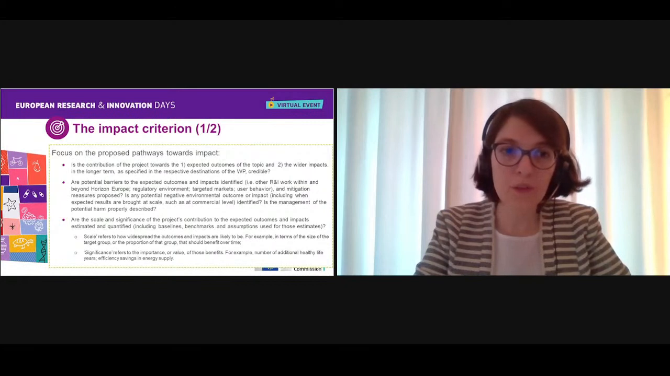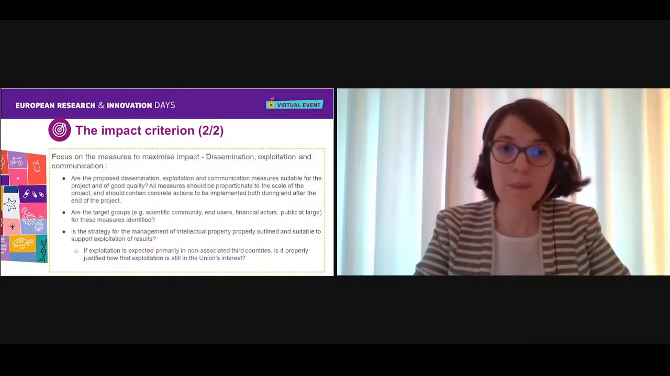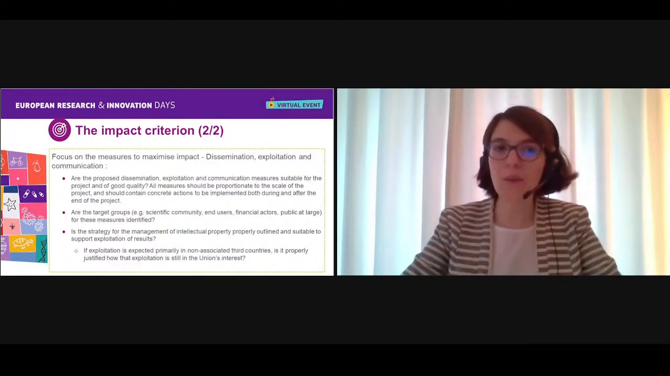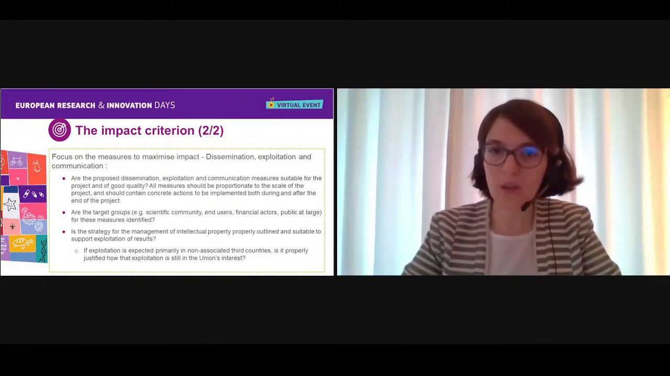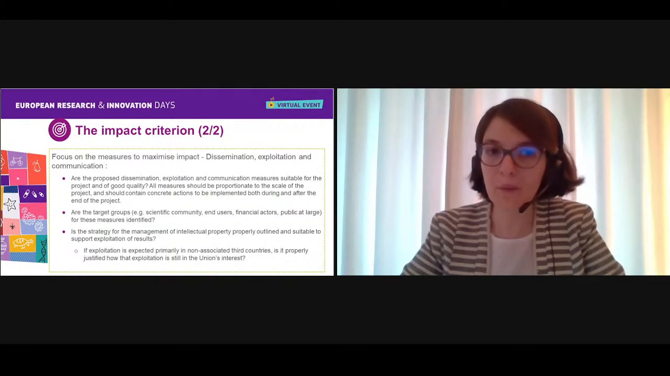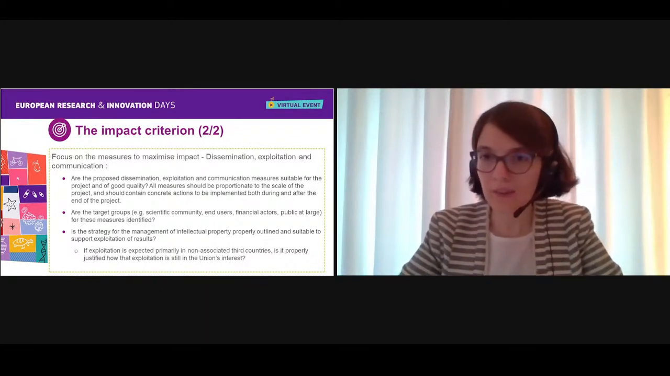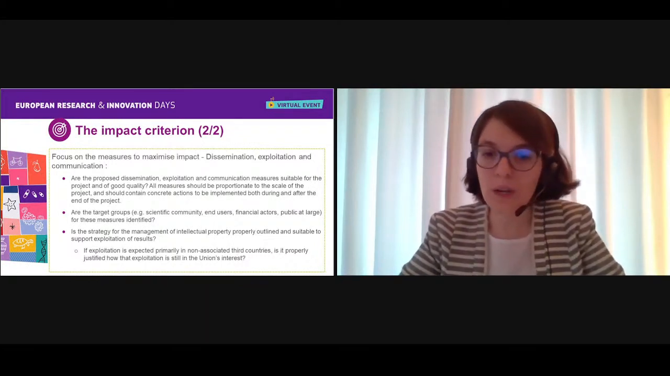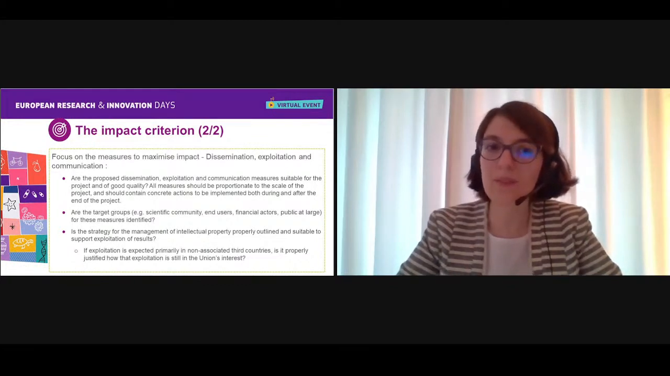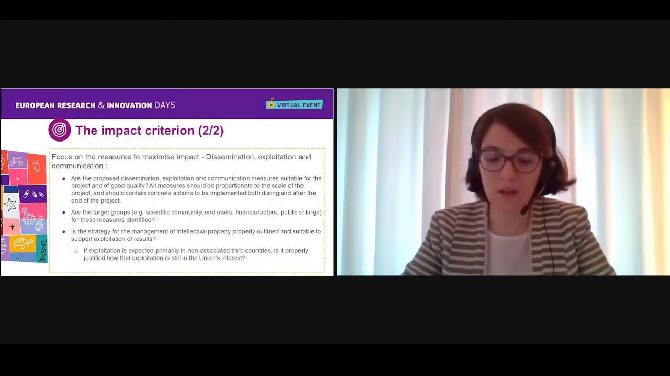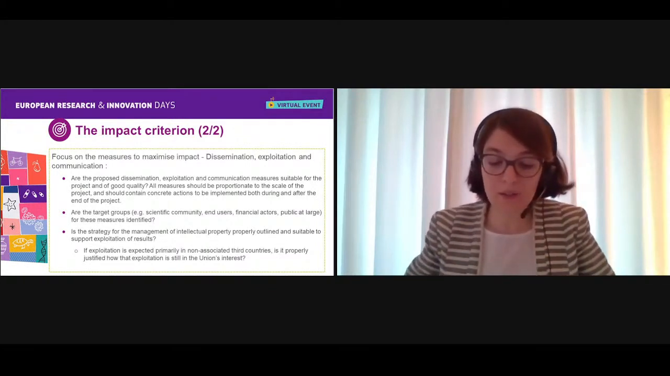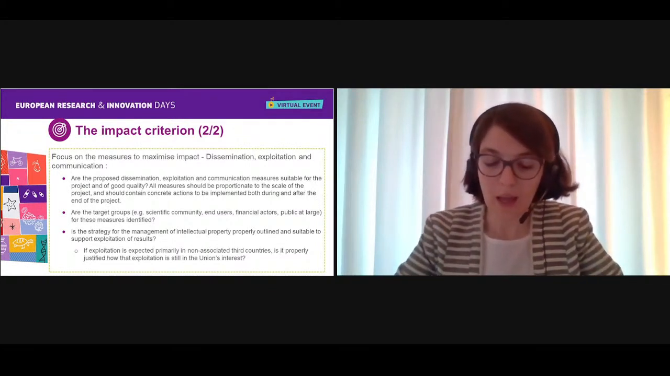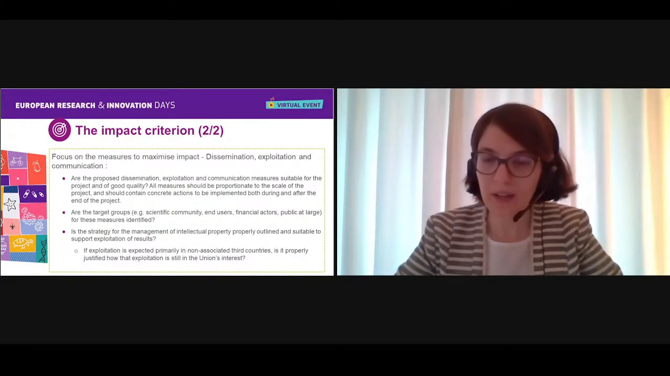So once you have described your pathway towards impact, you are invited in the second subsection of the impact criterion to focus on the measures, the concrete measures you will implement to maximize this impact. And this is a notion that probably a lot of you are already familiar with, of dissemination, exploitation, and communication. So here you are invited to include in your proposal a draft plan for dissemination, exploitation, and communication activities.